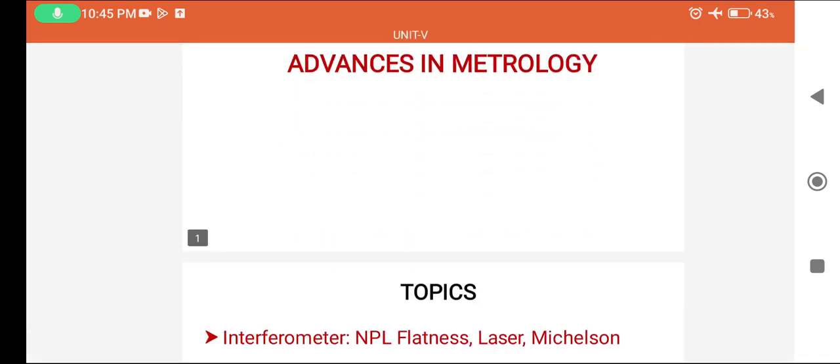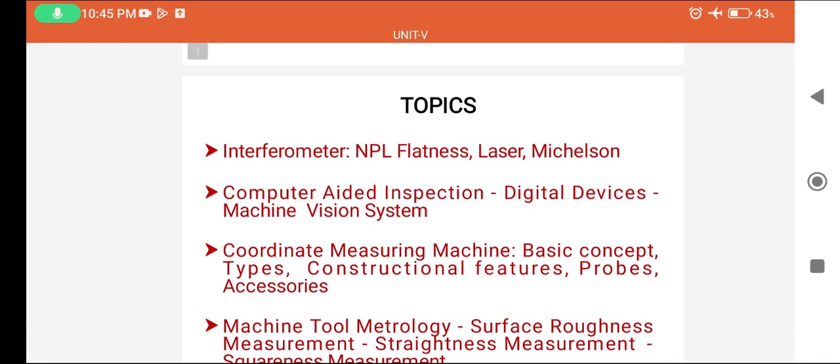Today we see about the advances in metrology. So this is the fifth unit of the metrology and measurements. The subject code is 20ME601. Now we see about the topics to be covered for this lecture.